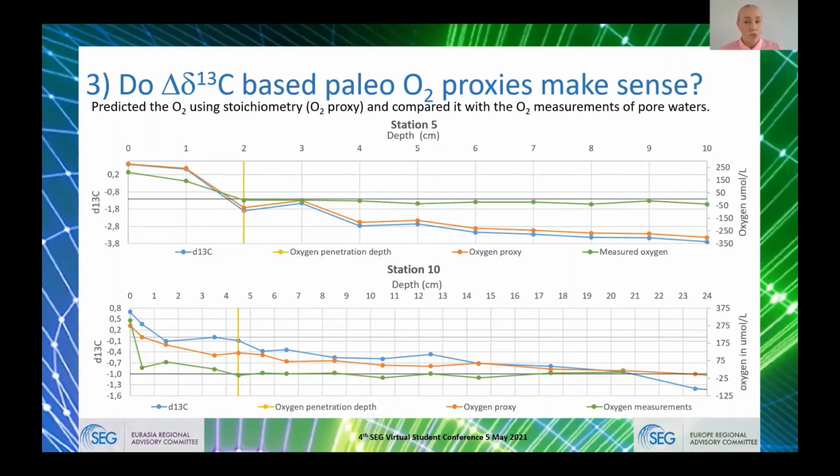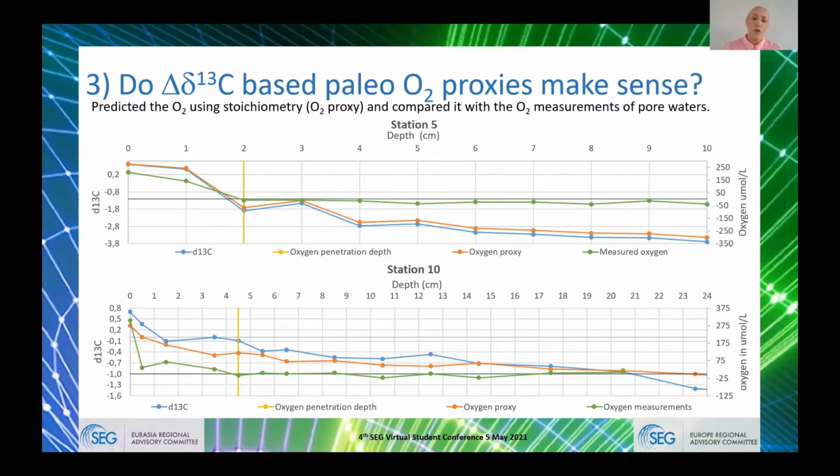So we did measure the oxygen in the samples, right? That's the green line in these graphs. And we also used the delta C13 and calculated how much oxygen would change down core with the delta C13 change. As you can see, that's the orange line, and they fall kind of perfectly together. You can see the delta C13 and all of the lines falling perfectly together.